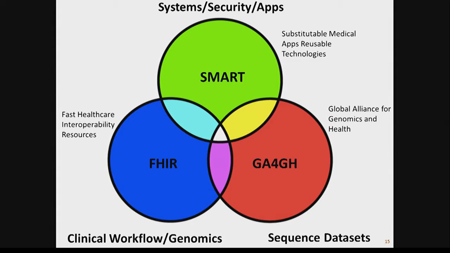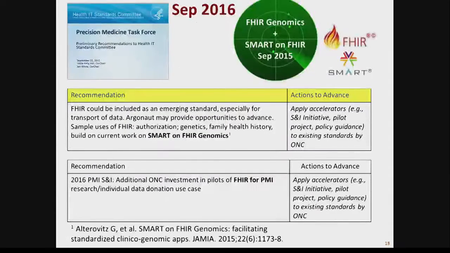So just a really quick overview in terms of the technologies. We're at the intersection between SMART, which looks at system security and apps, the GA4GH, looking at the sequence data sets that we may want to compare our existing patient to, and of course FHIR, which allows us to represent and communicate all this information.